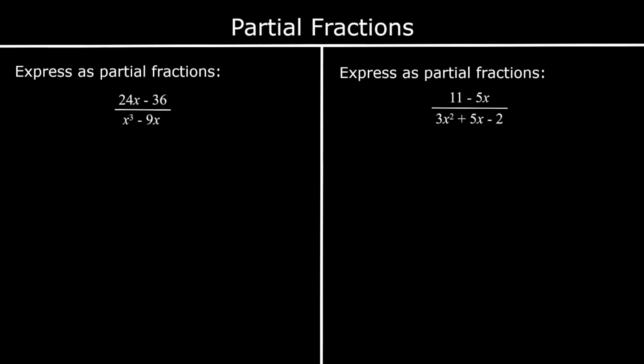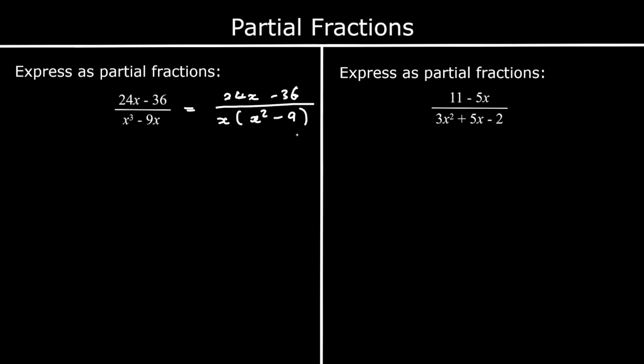Here's another question. This time we haven't got distinct factors in the denominator yet, but we can by factorizing. So if we take x out, so 24x minus 36 over x times x squared minus 9.